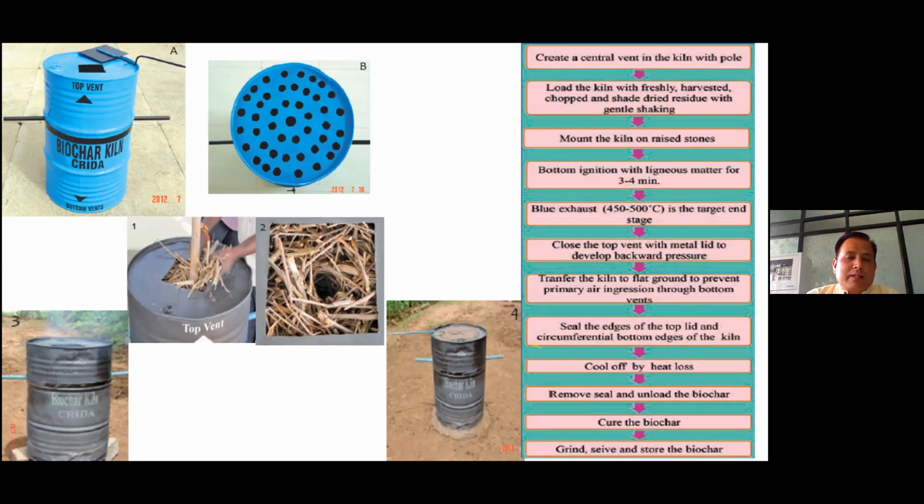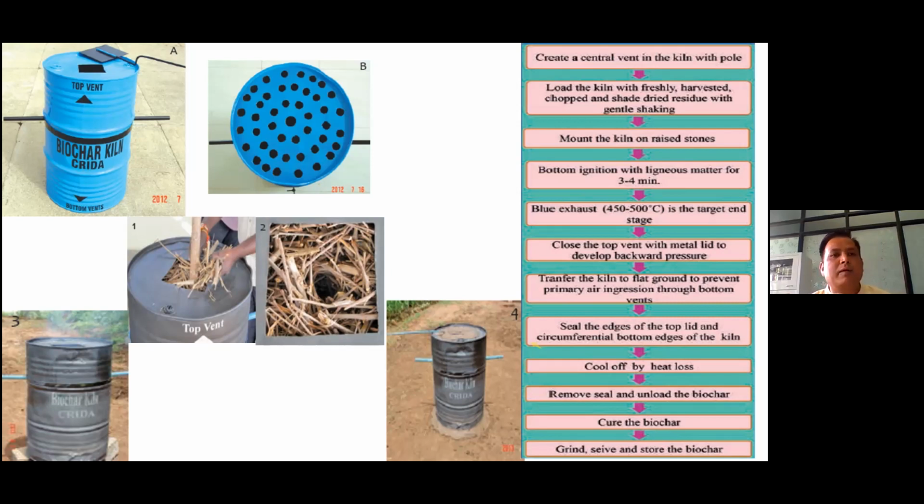When we start getting blue color fumes, flames, it means the temperature has come up to 450 or 500 degrees centigrade. At that point, we can close the upper lid and put this assembly down from the stones, and both upper and lower parts we have to seal. Let it cool. After cooling, you will get the biochar prepared. It is a very simple technique, and many farmers are adopting it.